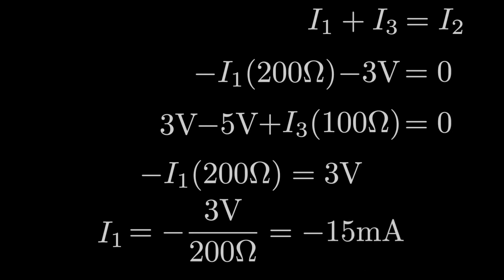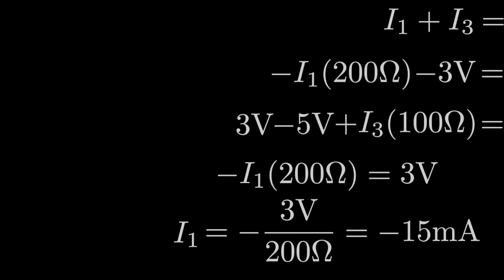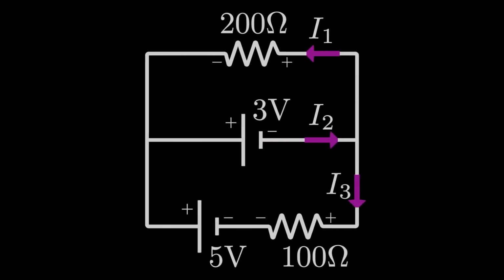But it's weird that it came out negative, isn't it? We haven't really seen a negative current up to this point. This happens all the time when you're working with Kirchhoff's laws, and it just means we made a mistake in the direction for I1. Really, the current is pointing the other way and has a magnitude of 15 milliamps.